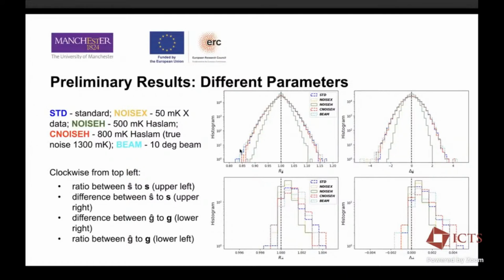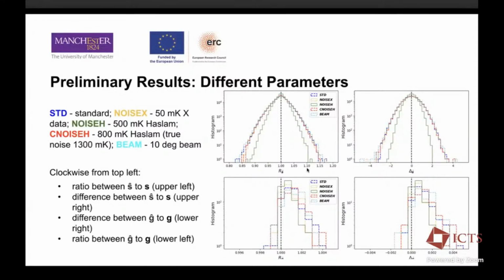So I'm showing you the histogram of all this. Here from top left, we have the ratio, the estimated signal over S. The upper right is the difference between them. Then lower right, we have the difference between G hat and G, and then the ratio between the estimated G and G.